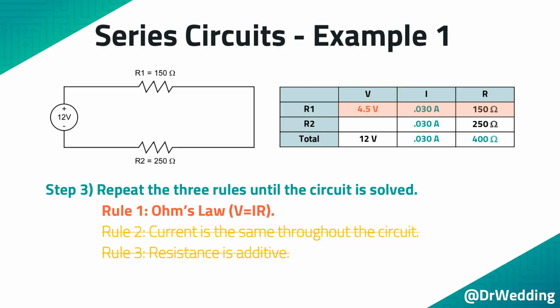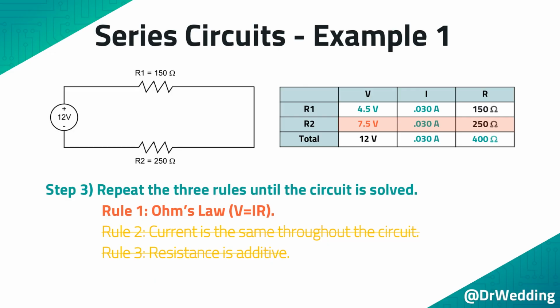The voltage across R1 is 150 ohms times 0.03 amps. So the voltage across R1 is 4.5 volts. Fill this value in on the table. Now that you have filled in the voltage drop across R1, you can start checking the rules again. Start at Rule 1. This time, you have the resistance of R2 and the current through R2.